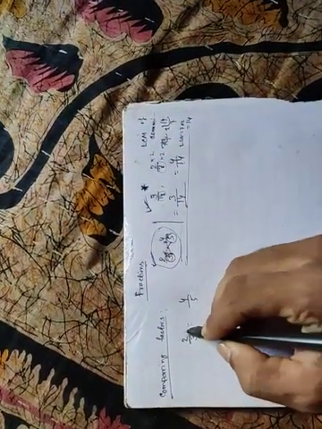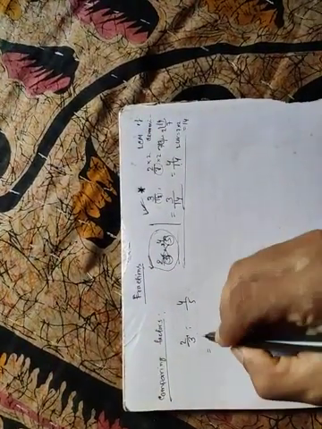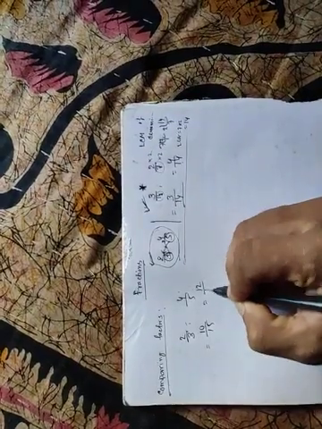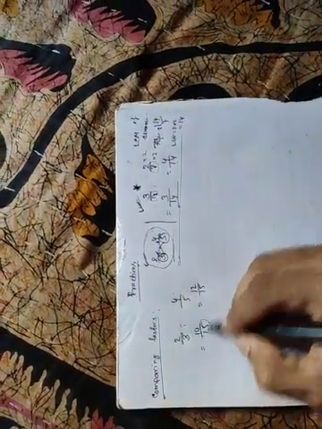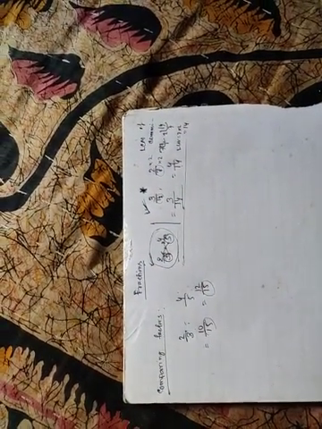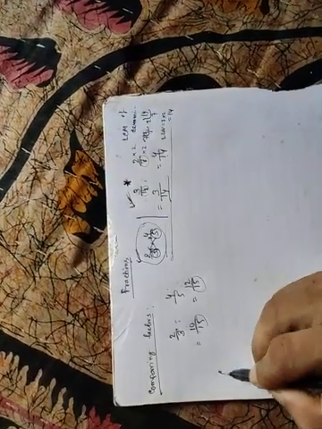So 5 into 2, 5 into 3, that is equal to 10 upon 15, and 3 into 4 is 12 upon 15. Now see, the denominators are the same. Like fractions mean the denominators are the same. So now you have to compare.